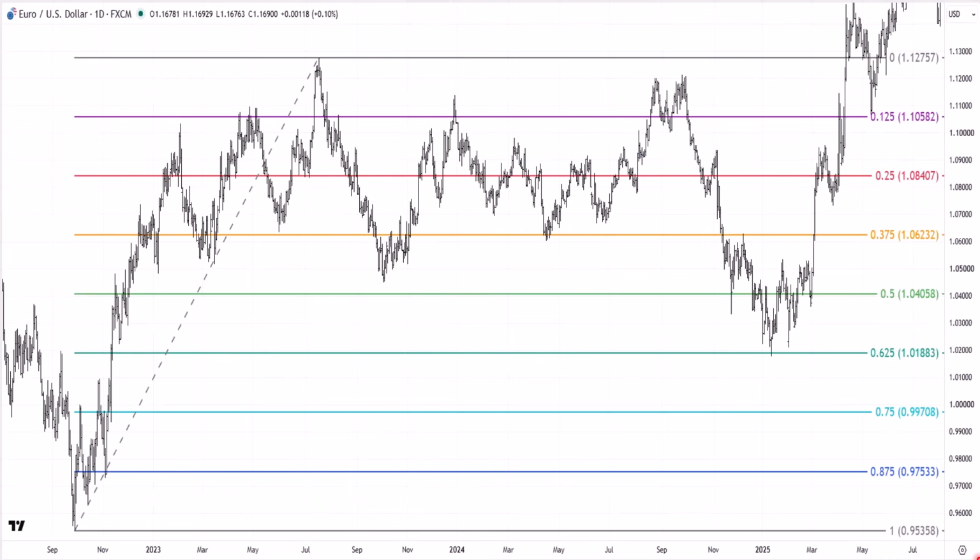Let's have a look at a price milestone. This is the Euro US dollar, and this was the January low on the Euro US dollar. And what we have here has a few different names.